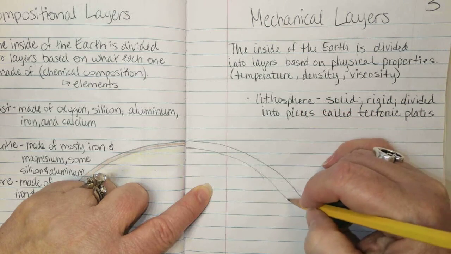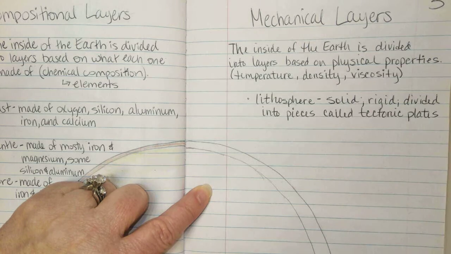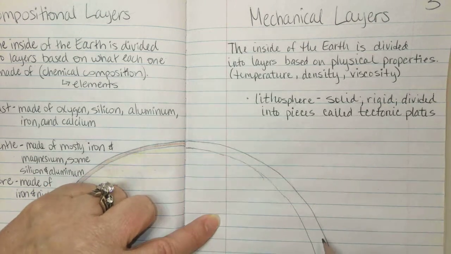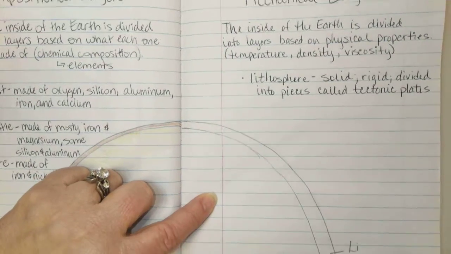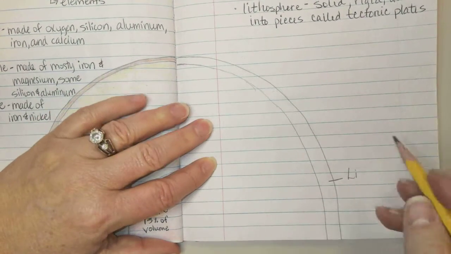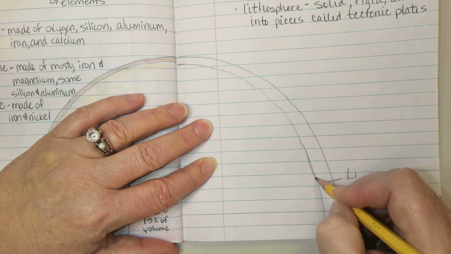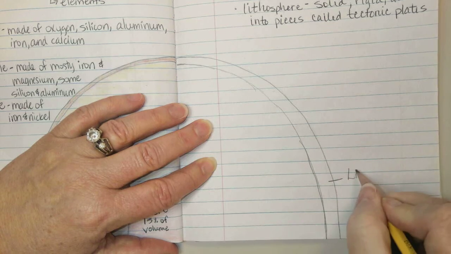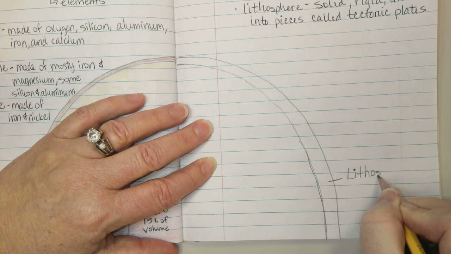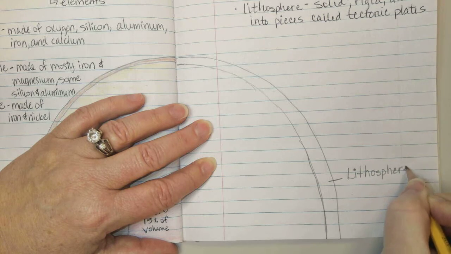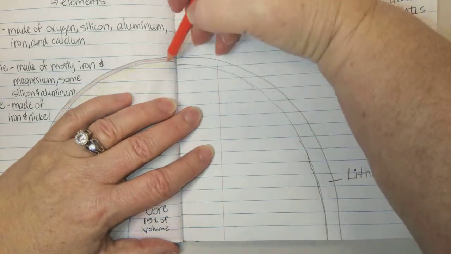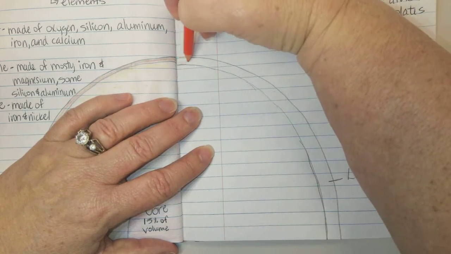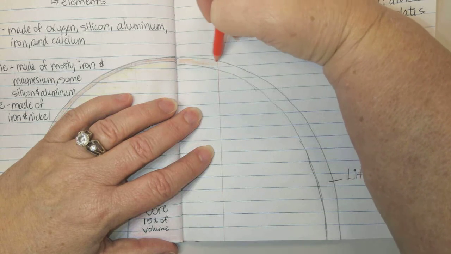And we're going to go ahead and label it lithosphere. We're going to go on down and draw it all the way down. And we're going to label it lithosphere. Okay, we're going to actually color it orange. All right, so I'm going to color it orange.